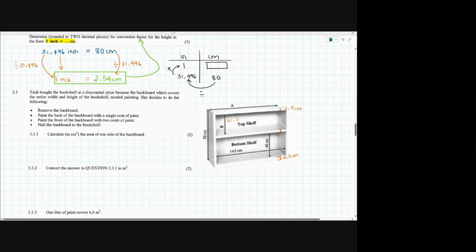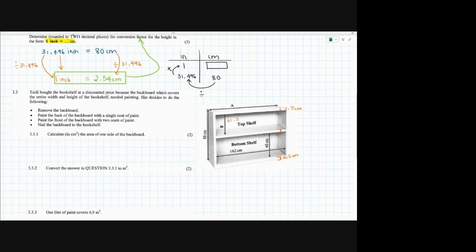Cool. So we're going to take that back piece off. We're going to paint the back of it with 1 coat of paint, and we're going to paint the front of it with 2 coats. So this would be the front of it. Makes sense why she would want to paint it with 2 coats. She wants it to look nice. 2 coats it is. And then she's going to put it back on.